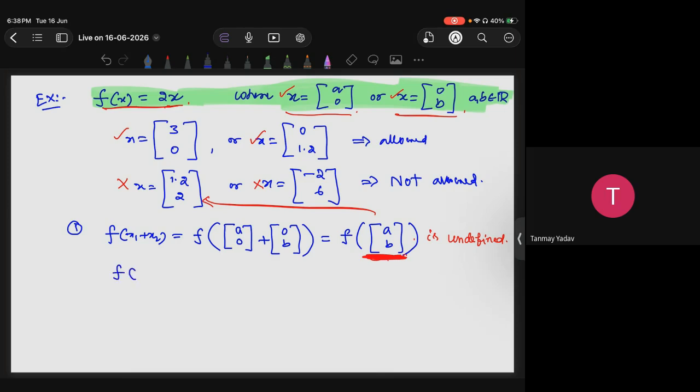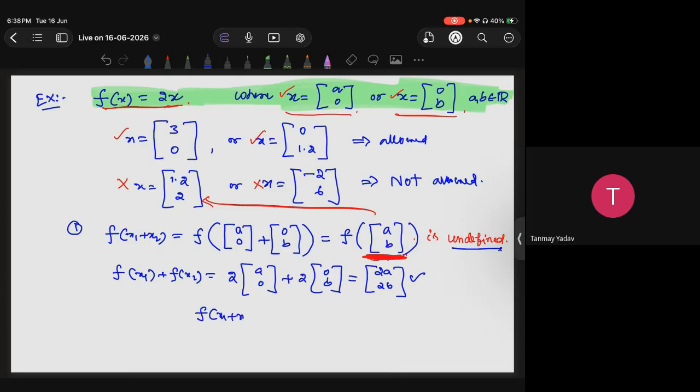And also, if you consider f of x1 plus f of x2, what does it take? So that will be like a0 plus 2 multiplied 0b. Am I correct? So that will be like 2a 2b. Correct? So this is undefined and this is well defined. So simply f of x1 plus x2 is not equivalent to f of x1 plus f of x2. Correct? So additivity is not satisfied. Am I correct? Additivity is not satisfied.